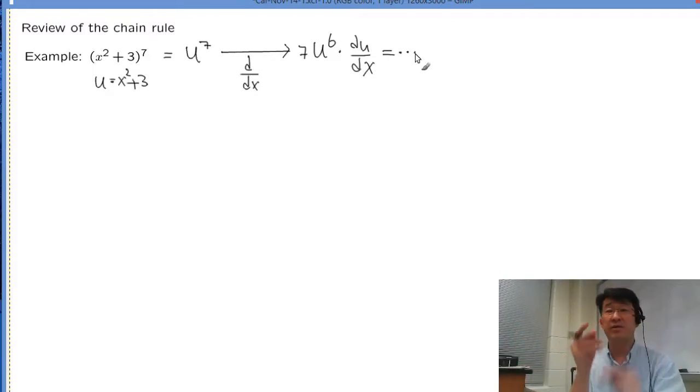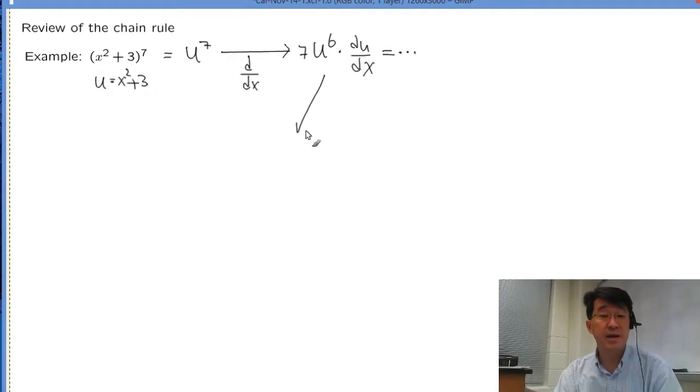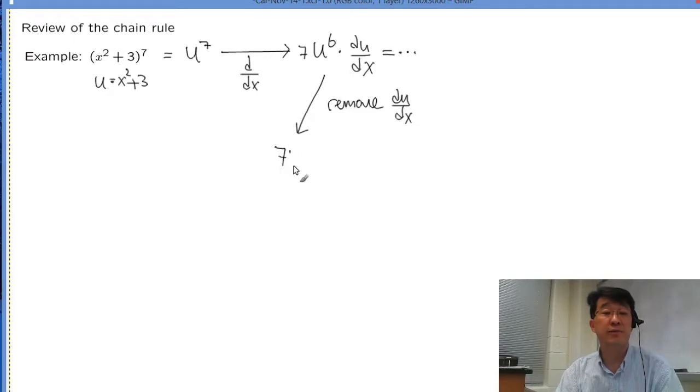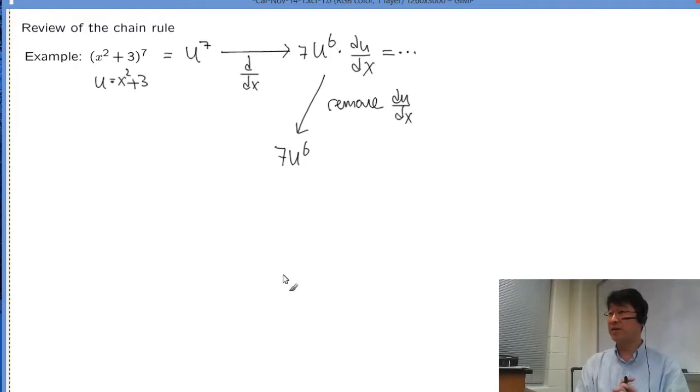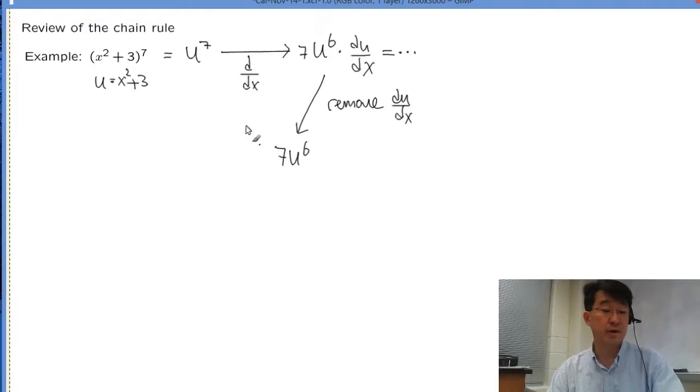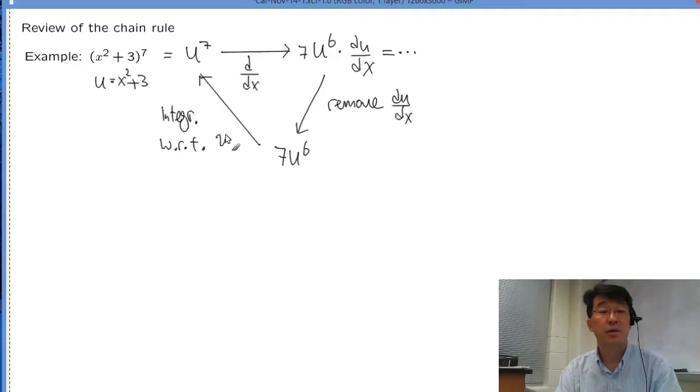But I'd like to stay in here and think about this structure and how to reverse it, okay? It involves two steps. One step here is to remove du/dx. Then you're left with 7 times u to the 6th, right? The next step is to integrate with respect to which variable? Only u. Then what is the antiderivative of this one? You add 1 to 6 to get 7, multiply by the reciprocal of 7, which is 1/7, and u to the 7th. And 7 and 7 cancel, right?